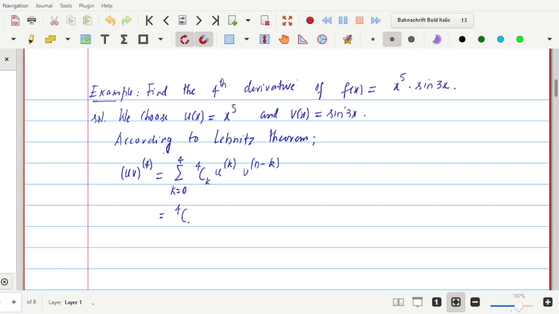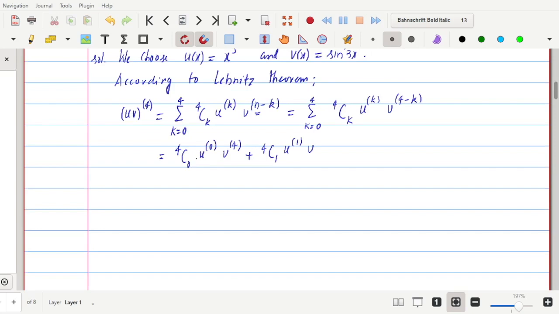we will get here 4C0. Now u power 0 derivative and v power 4th derivative. Then plus, now put k equal to 1, we get 4C1. Now here we will get u power 1, v power 4 minus 1. Or we can write here, this is like k from 0 to 4, 4 choose k, u power k, v power actually 4 minus k. Now here we will get 4 minus 1, so therefore this will be the third derivative of v.